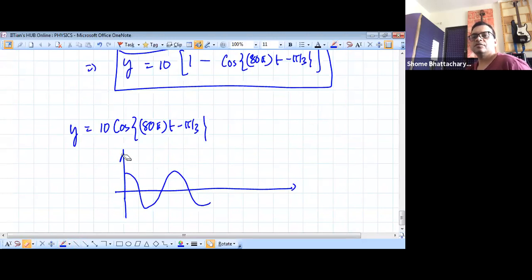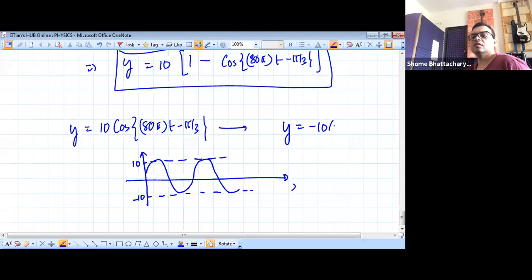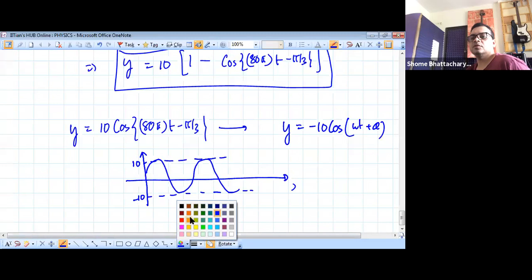Here the initial value will be cos of minus pi by 3, that is cos pi by 3, which is half. But anyway, this will be varying between 10 and minus 10. So from that we know how the graph of y equal to minus 10 cos (omega t plus phi) looks like. If this one is like this, then the minus sign will just invert it, so it will become like a mirror image of this. So the minus will look like this.